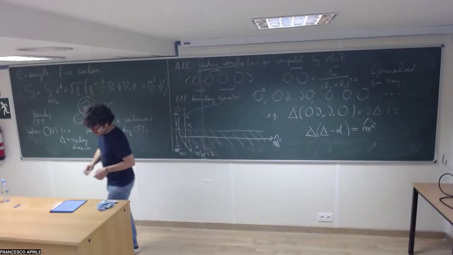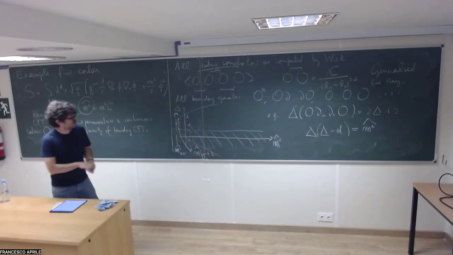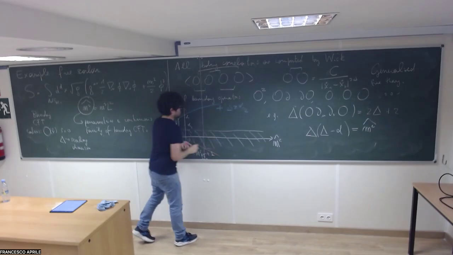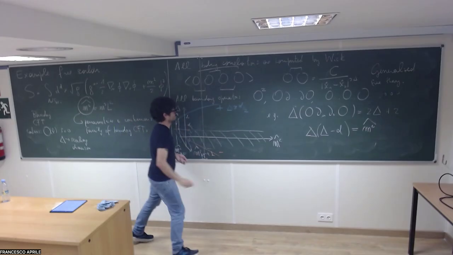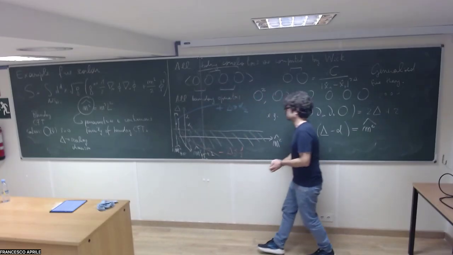So let me call these two choices plus and minus. I'm almost done. This is plus. Here the dimension is bigger than the other two. And this other branch is minus. And the other solution is smaller than the other two.